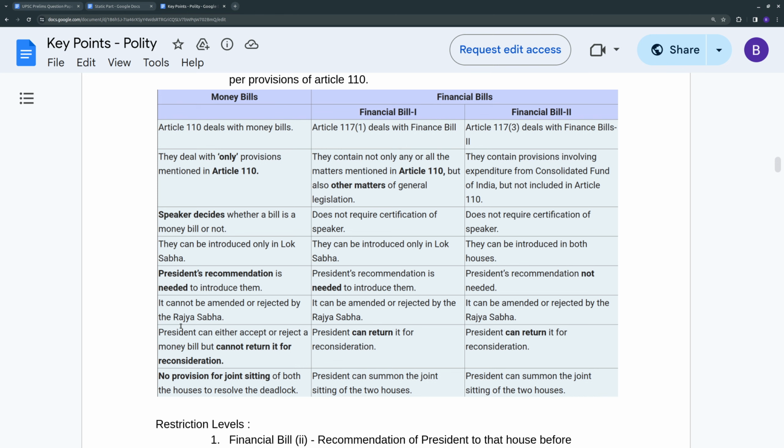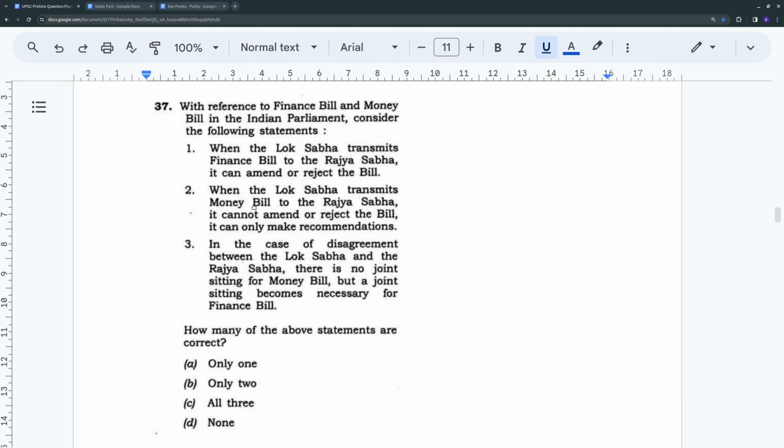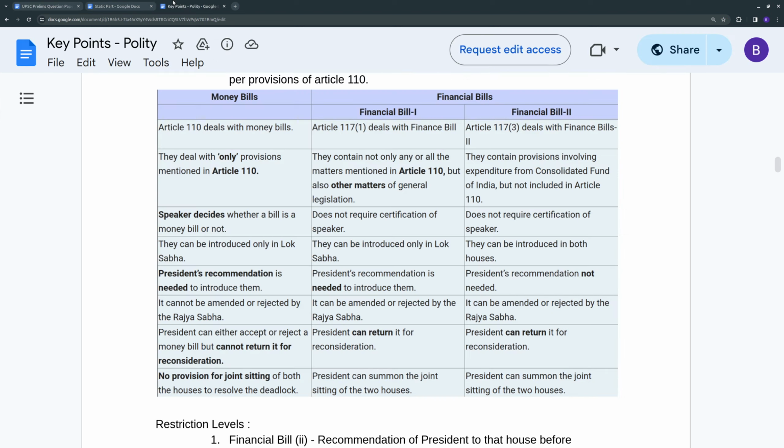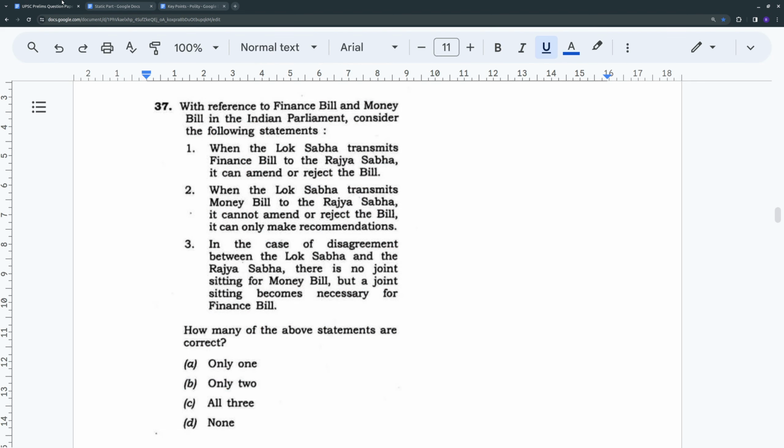So let me just take the question. So in the question, when the Lok Sabha transmits finance bill to the Rajya Sabha, it can be amended or rejected. The bill is true. When the Lok Sabha transmits money bill to Rajya Sabha, it cannot amend or reject the bill. It can only make recommendation is also true. So both are true. And then the question was about, in the case of disagreement between Lok Sabha and Rajya Sabha, there is no joint sitting for money bill, but a joint sitting becomes necessary for finance bill.